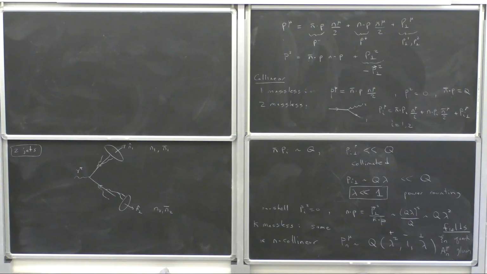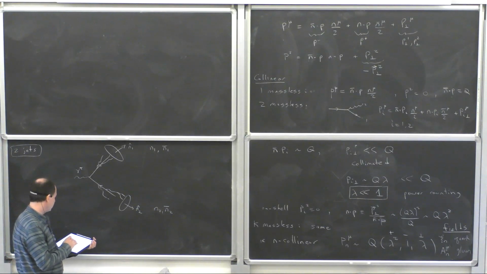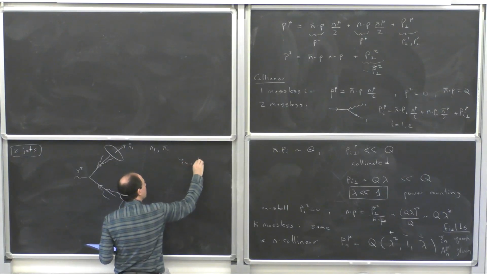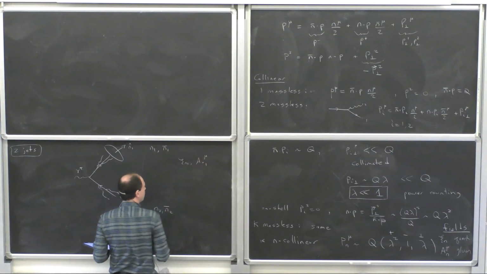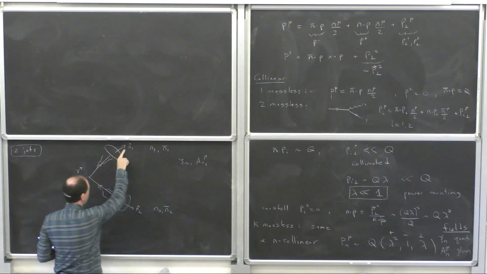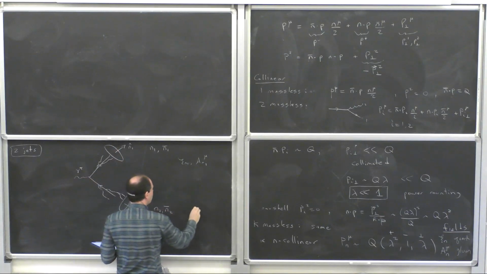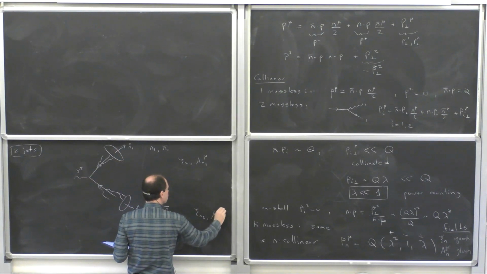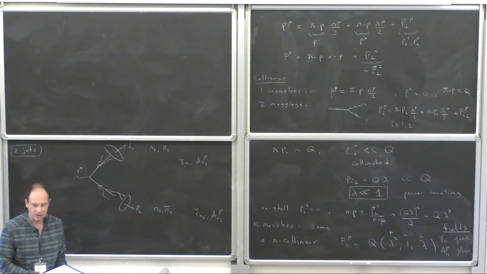And this way of thinking extends beyond two jets. I could add a third, I'd have an N3 and an N3 bar, etc. I could do as many jets as I want. For two jets, I only need this. And that's how the story would extend. So I'd have some N1, A N1 fields that have momenta close to this jet direction, and I'd have some N2, A N2 fields for momenta close to this direction.